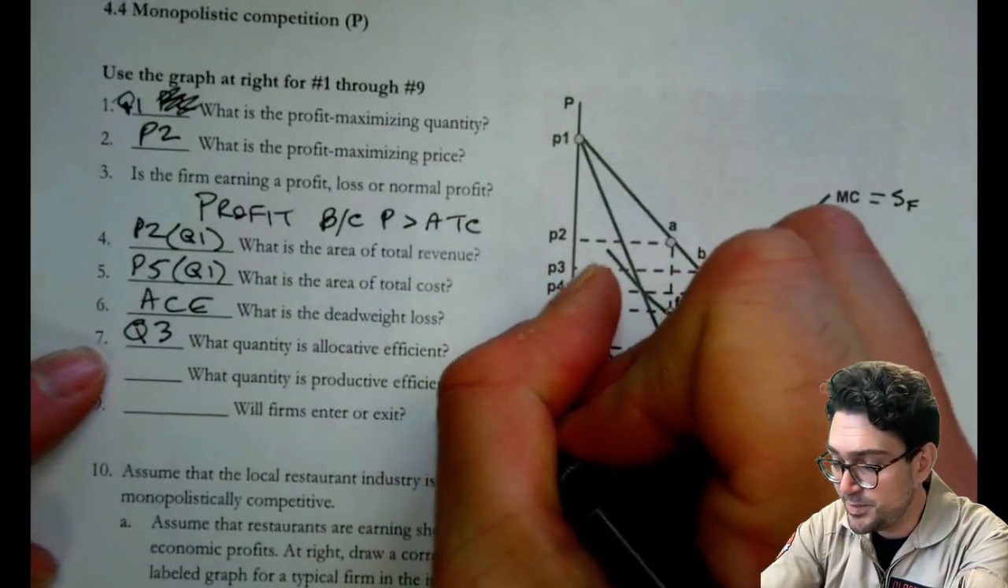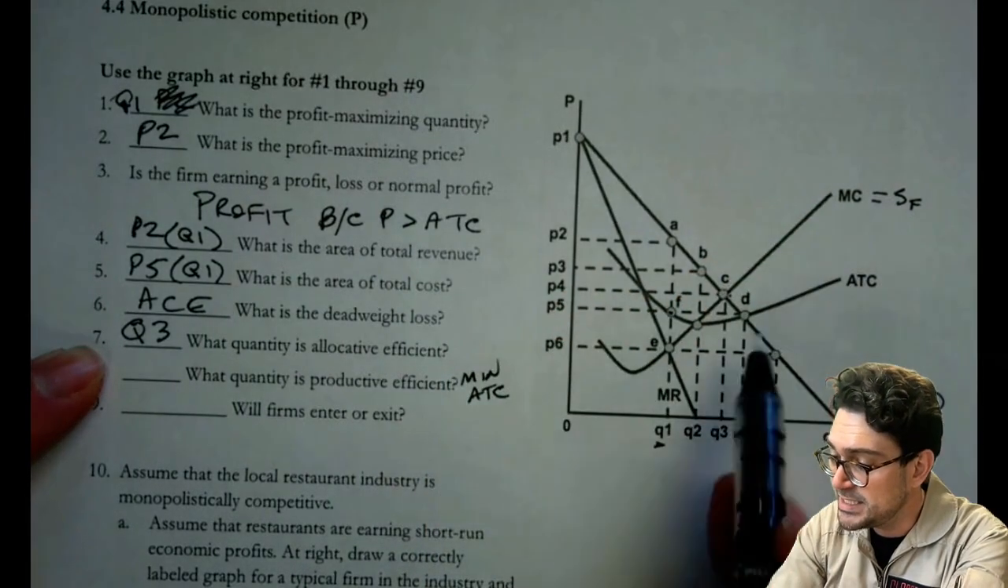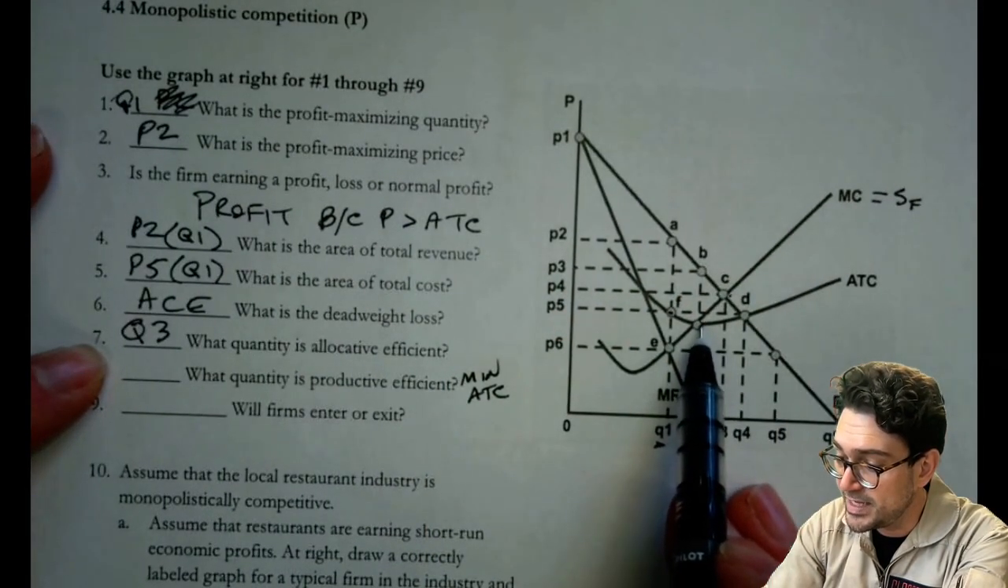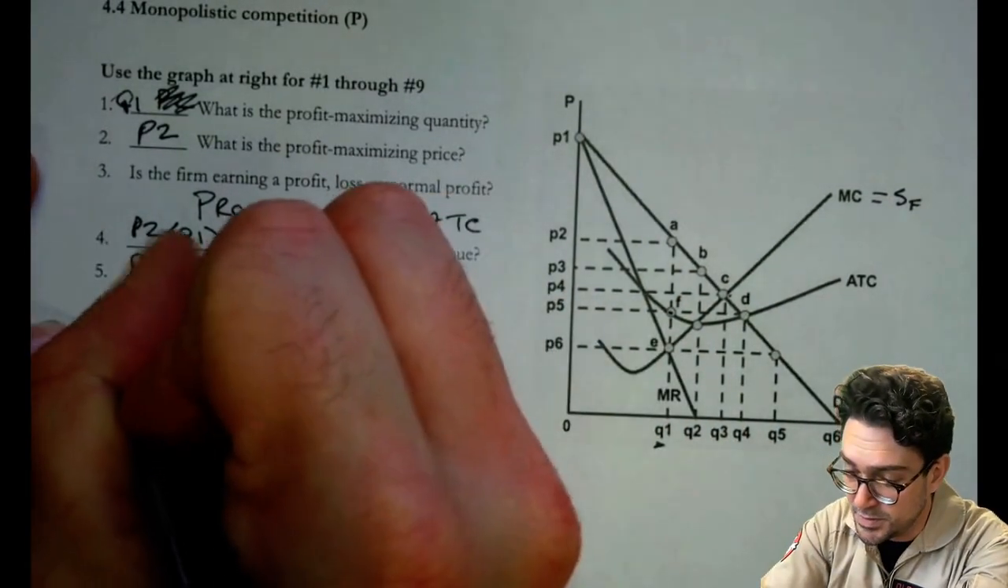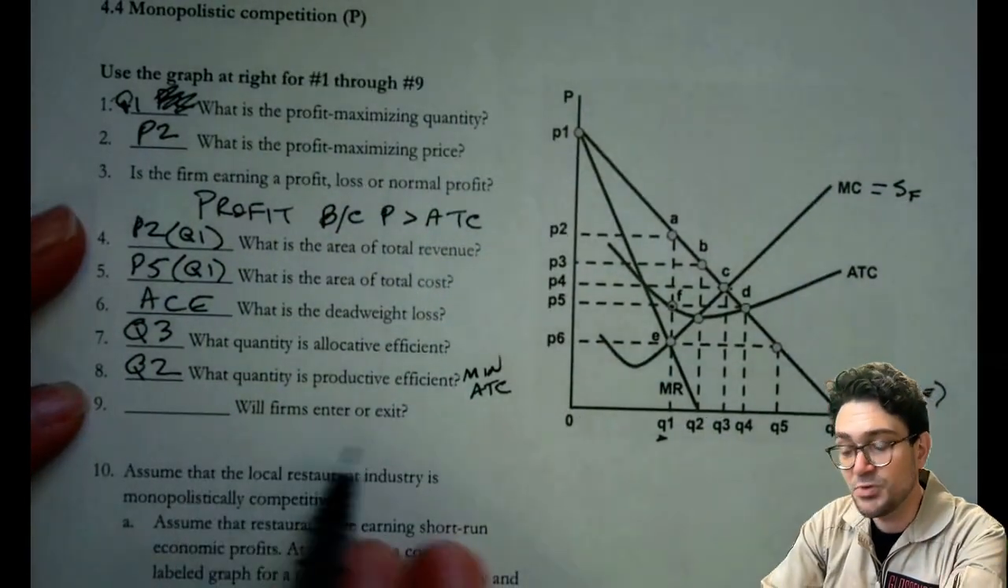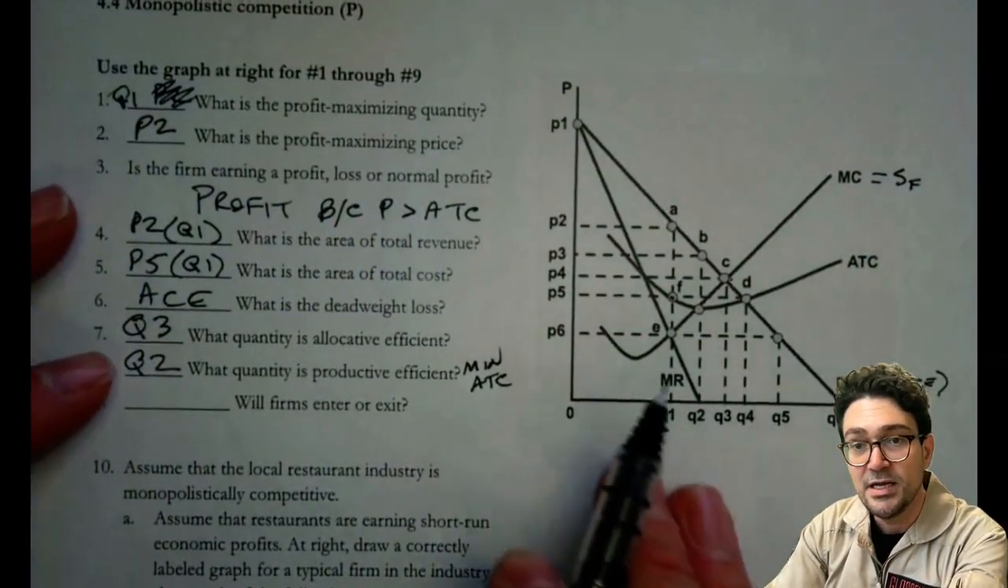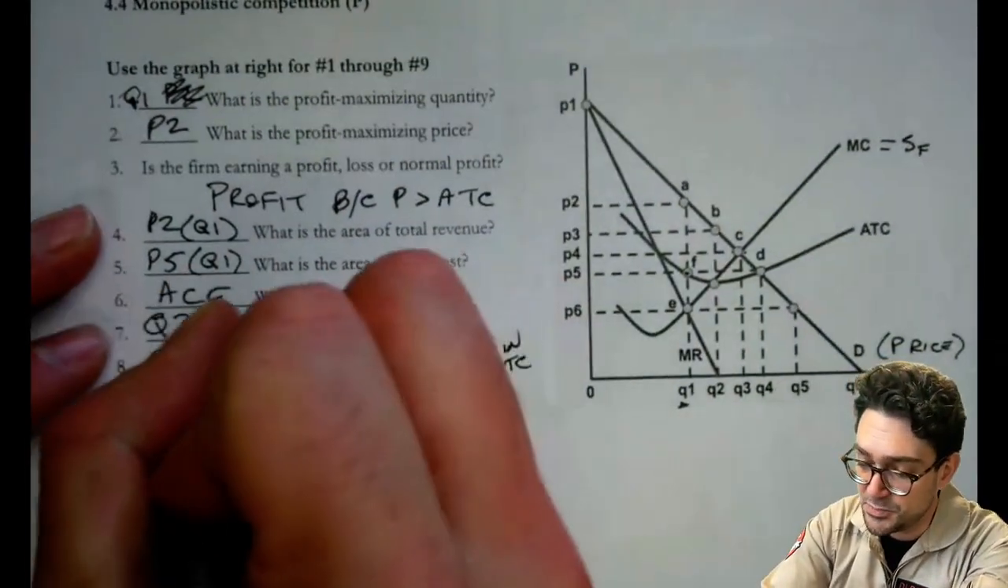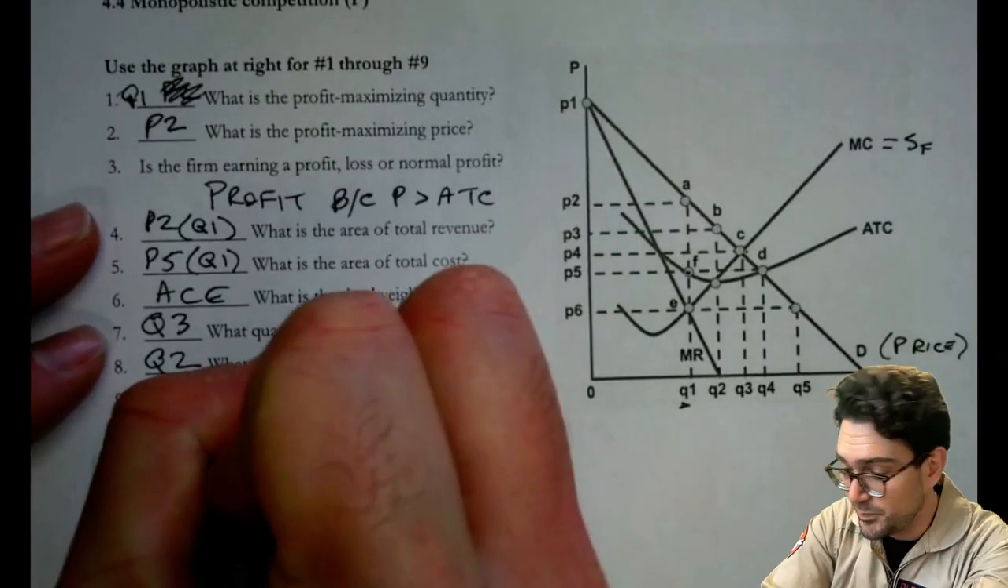What quantity is productive efficient? Well, if we remember from way back when, that's the minimum of ATC. That's occurring here at that minimum ATC, so that's Q2. And last but not least, will firms enter or exit this market? Well, we already established that they're earning profits, so we would say new firms will enter.